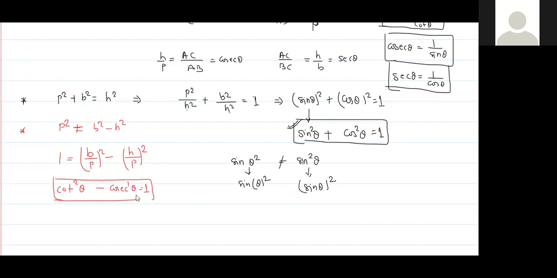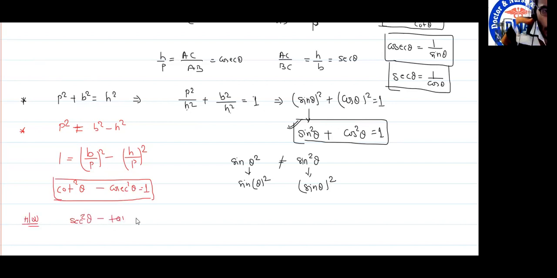You have to prove this, it is the homework. You have to prove sec square theta minus tan square theta is equal to 1. Okay, this is the homework.